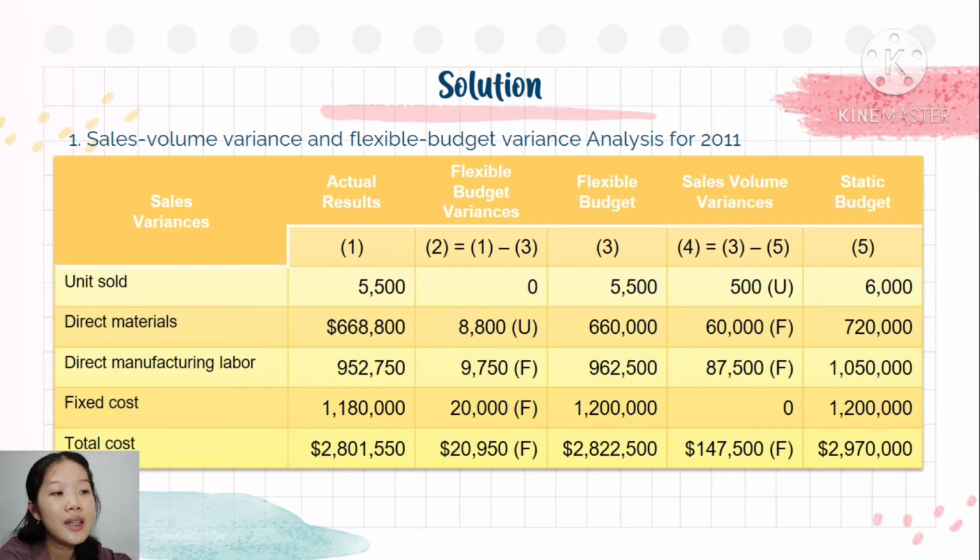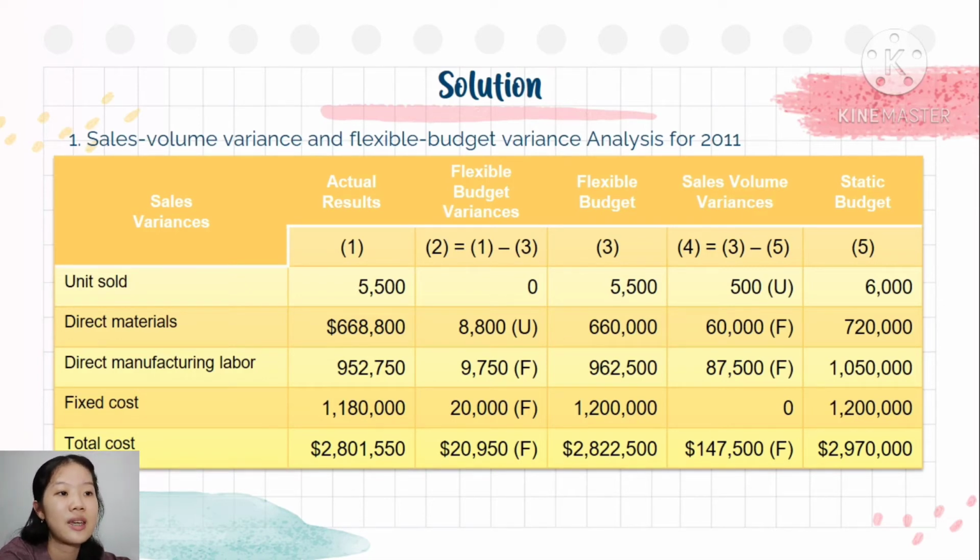calculating the price, which is $175 per unit times the 5,500 units, resulting in $962,500. And we jump into calculating the direct materials in the static budget.